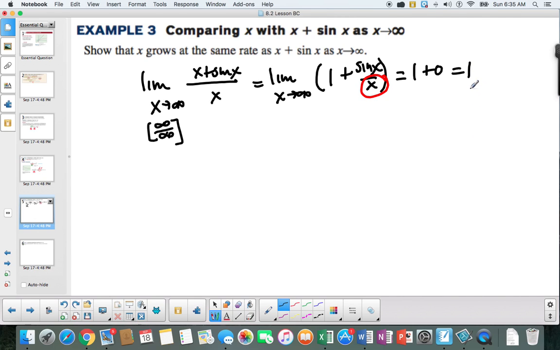When we get 1, then that tells us that both of these are growing at the same rate. So even though we're adding a little sine of x as x goes to infinity, really it's these two that are creating the comparison. Sine of x isn't doing much.